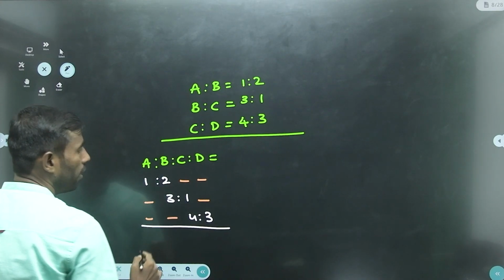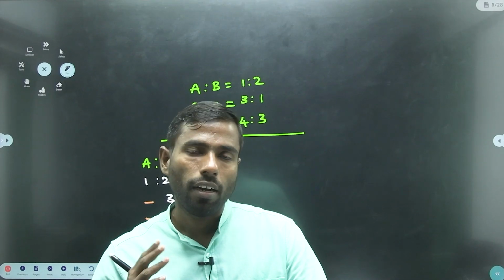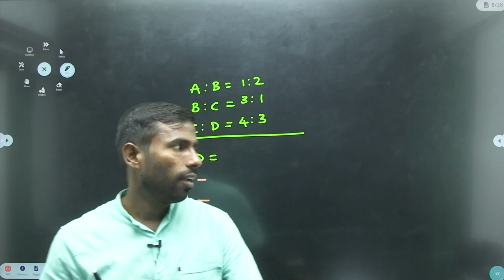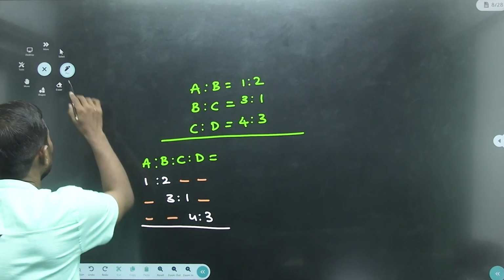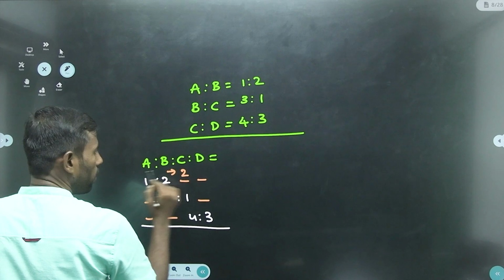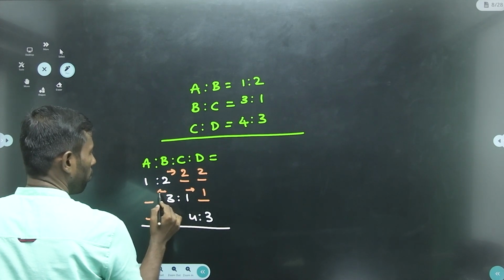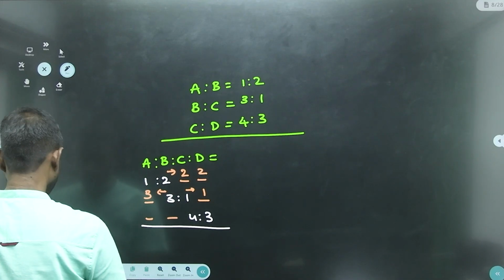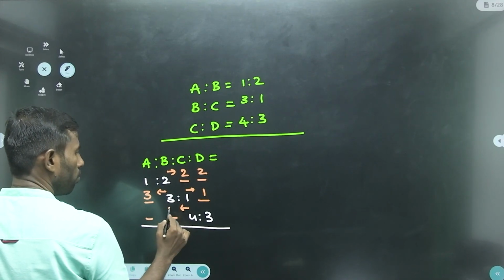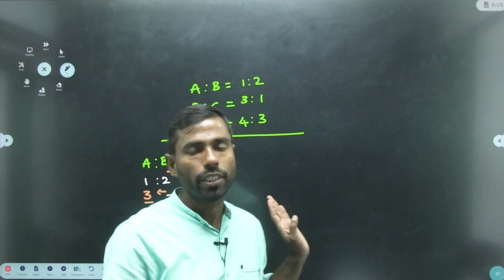I told you in the beginning while discussing three variables: leftmost digit, right side; rightmost digit, left side. So fill up these vacancies with 2, 2, 2. Here 1, here 3, here 3. Now here 4, 4, 4.